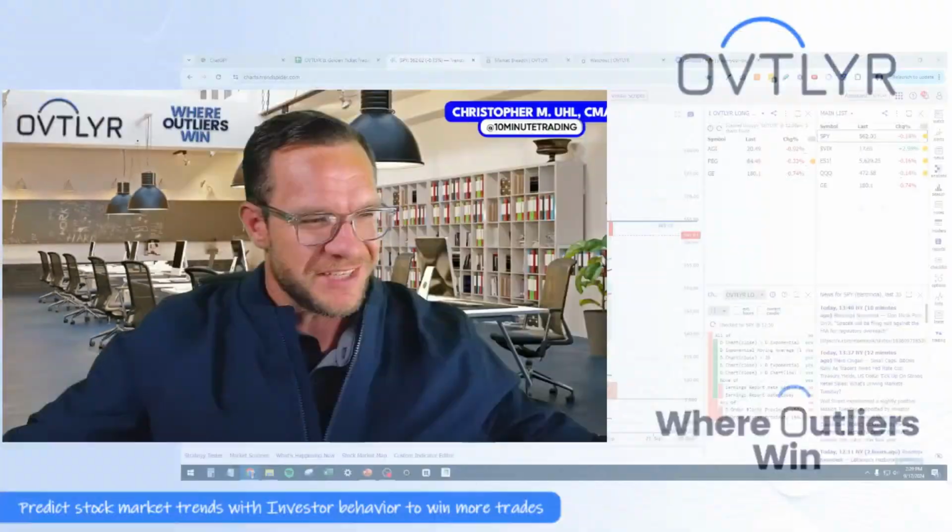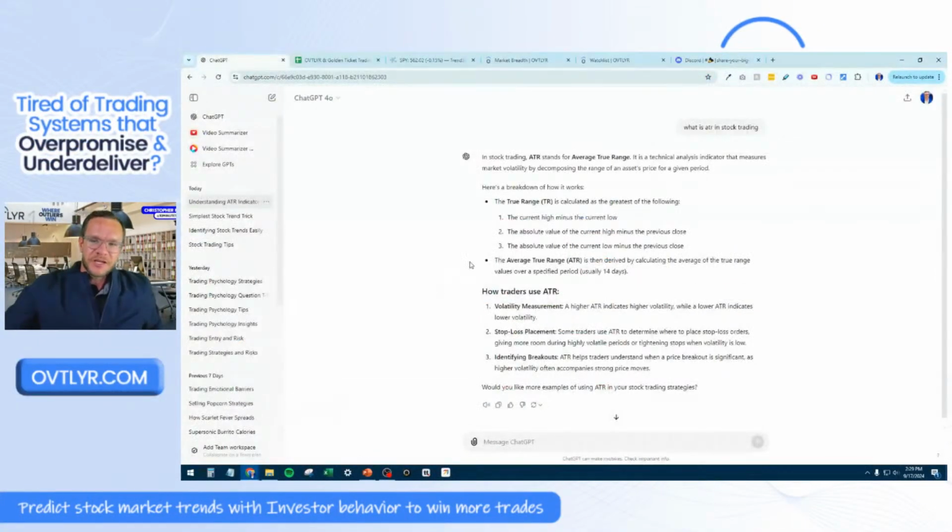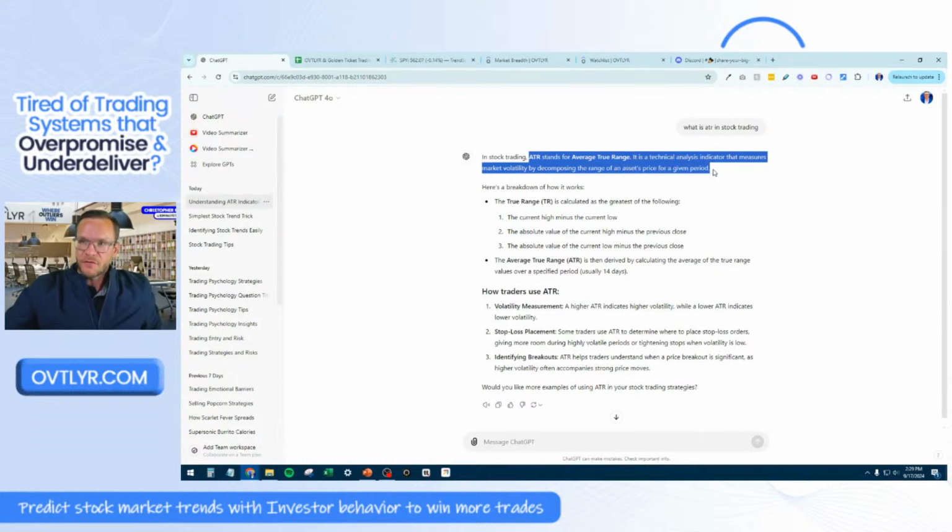An ATR, according to ChatGPT, in stock trading, ATR stands for average true range. It's a technical analysis indicator that measures market volatility by decomposing the range of an asset's price over a given period. Let's break that out.